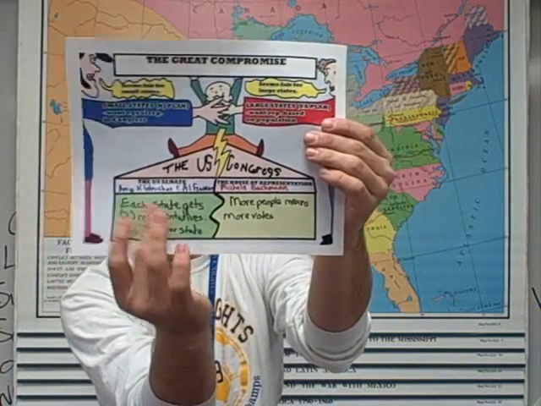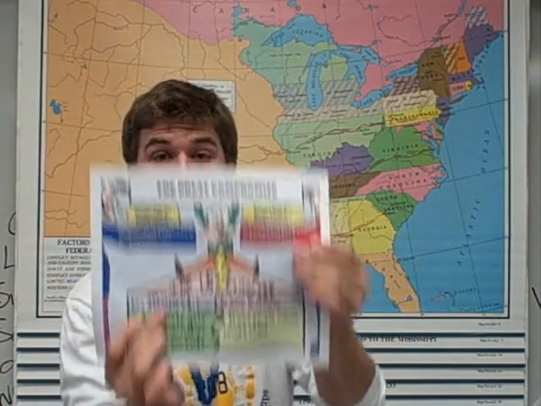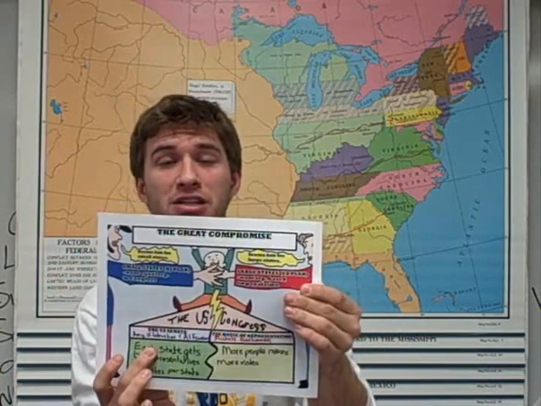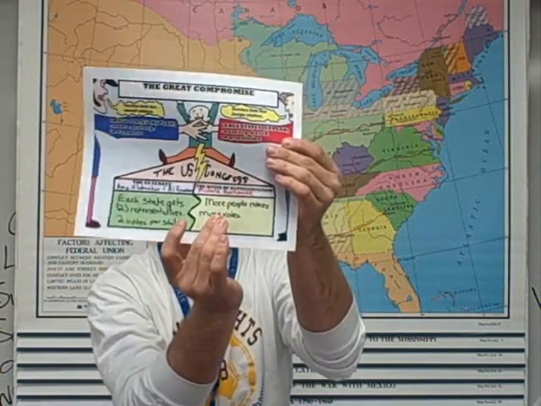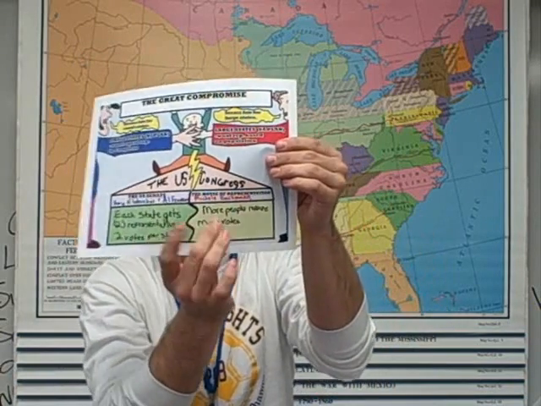Two houses. One house is the Senate, the small state plan. Each state gets the same amount of votes. The other house is the House of Representatives, also known as the large state plan, the Virginia plan. More people equal more votes.